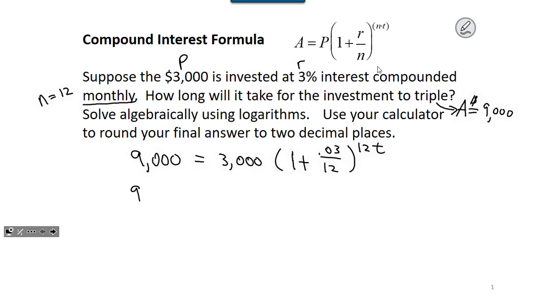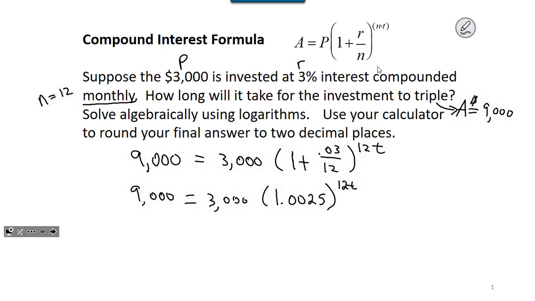So we have that 9,000 is equal to 3,000 times, inside the parentheses, 1 plus 0.03 divided by 12. Use your calculator, do 1 plus 0.03 divided by 12, and you're going to get 1.0025. Avoid rounding that in any way, shape, or form. You don't want to round until the very end of the problem, so leave everything exact. And all that raised to the 12 times t.